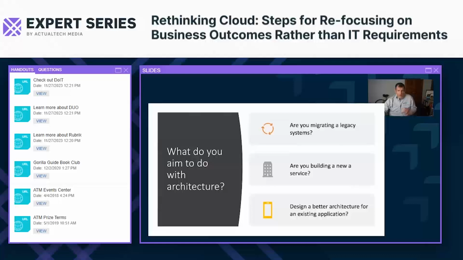So to put on my architect hat, this does kind of take us back to what we want to think about when we're doing a migration, or even if we're making decisions about keeping things on-prem. And the first is, are you migrating legacy systems? Or are you building a new service? And there are some questions to keep in mind here, and we'll kind of walk through them. But the last one on this slide that I have is, are you trying to design a better architecture for an existing application?